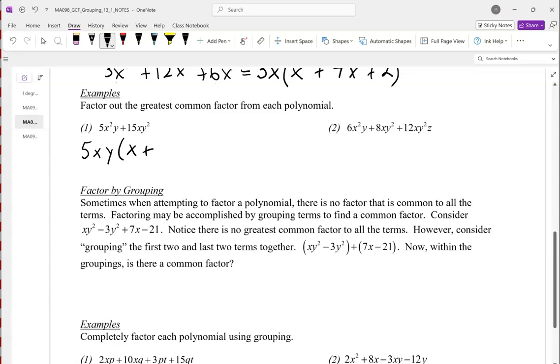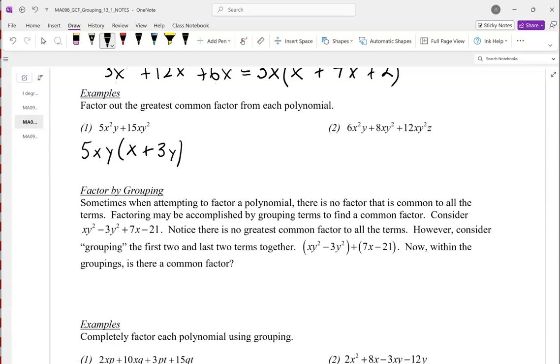We pulled out 5, so we leave a 3 for the number. Pulled out x, that leaves just a 1, right? Pulled out a y, we're left with y. Good. So far, so good? Okay. Let's look at the next one here.